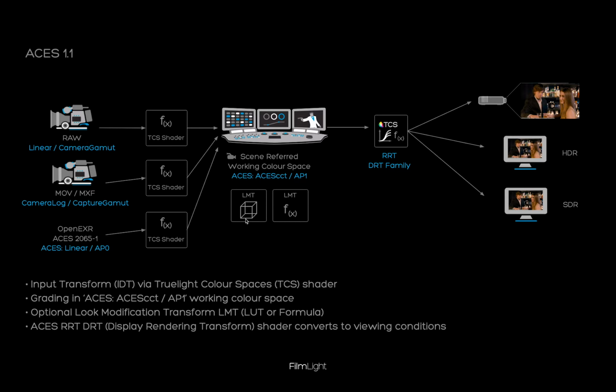In the grading stack, optional look modification transforms, LMTs, can be applied via LUTs or formulas. In the output path, the reference rendering transform, RRT, converts the graded scene-referred image for the selected display.